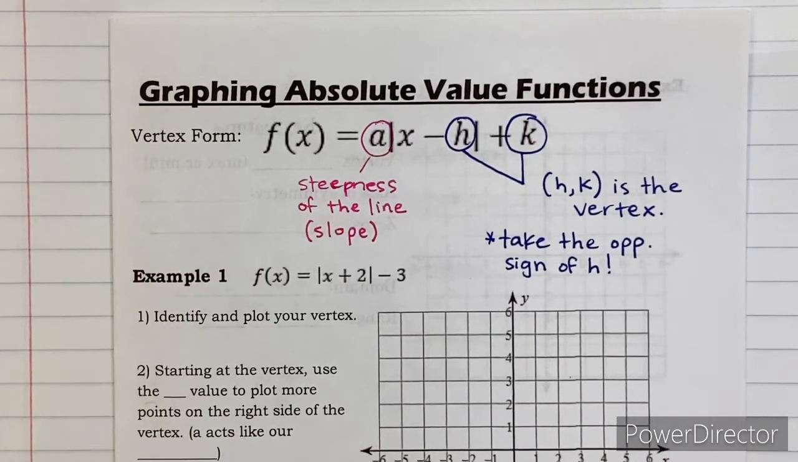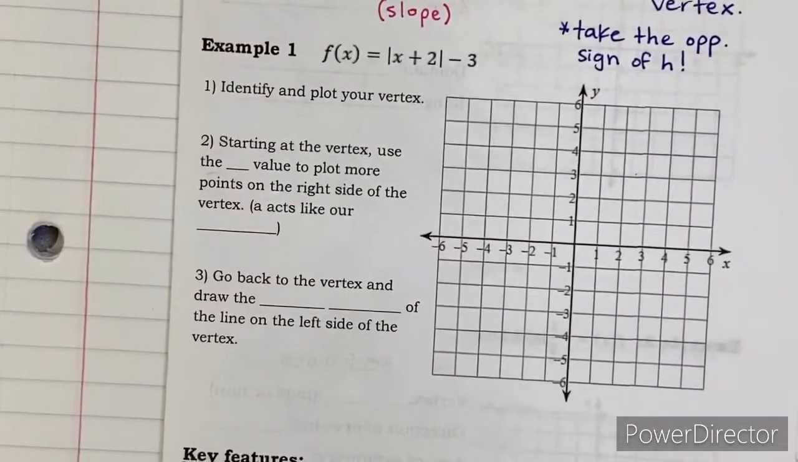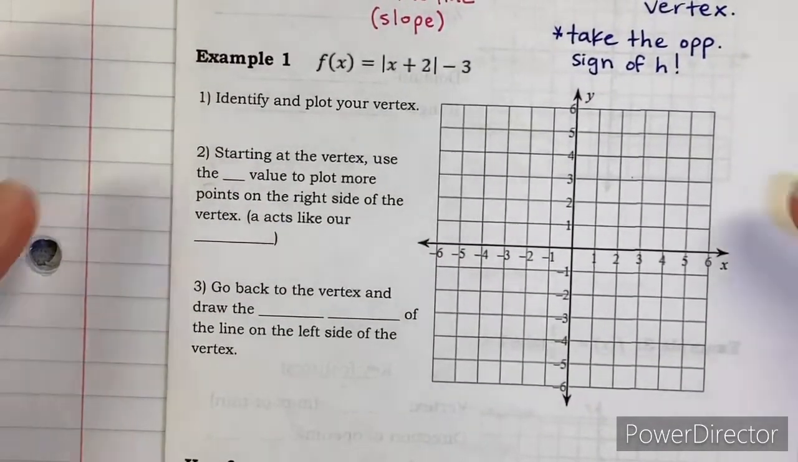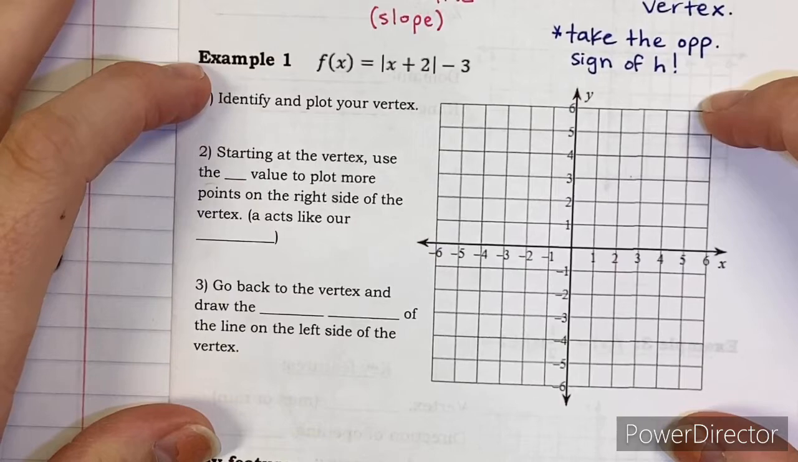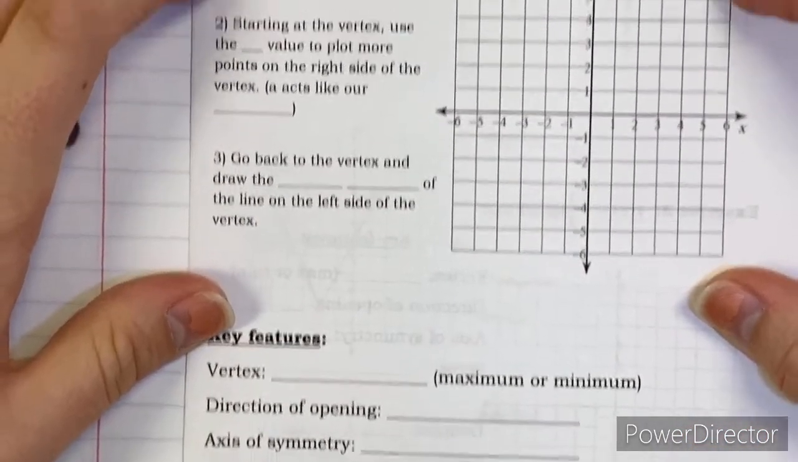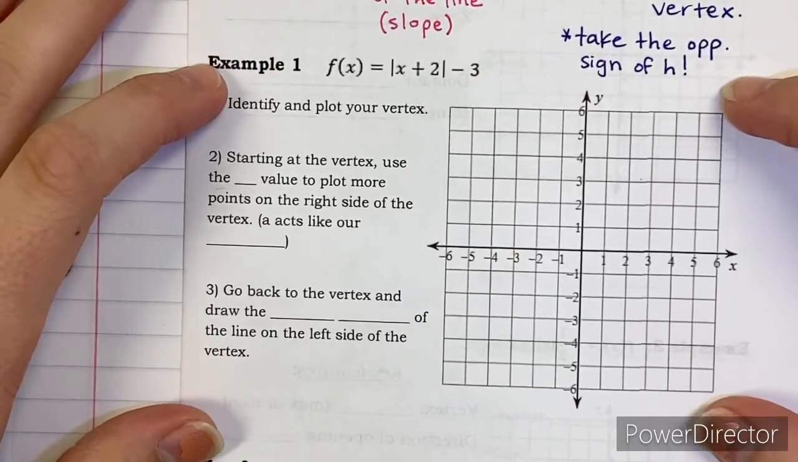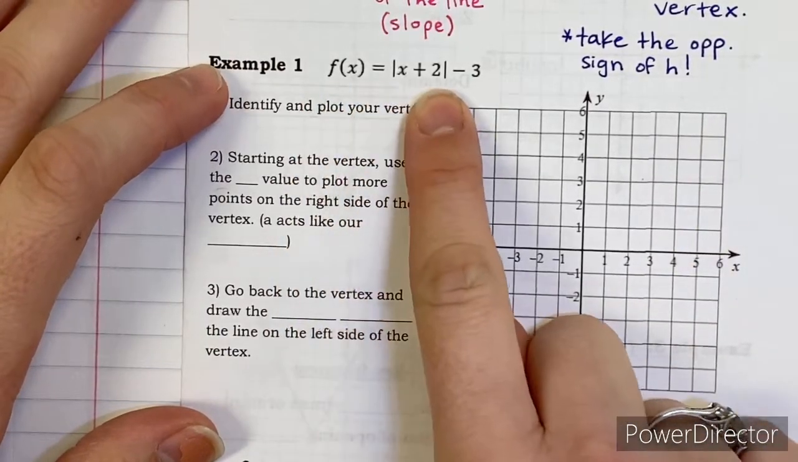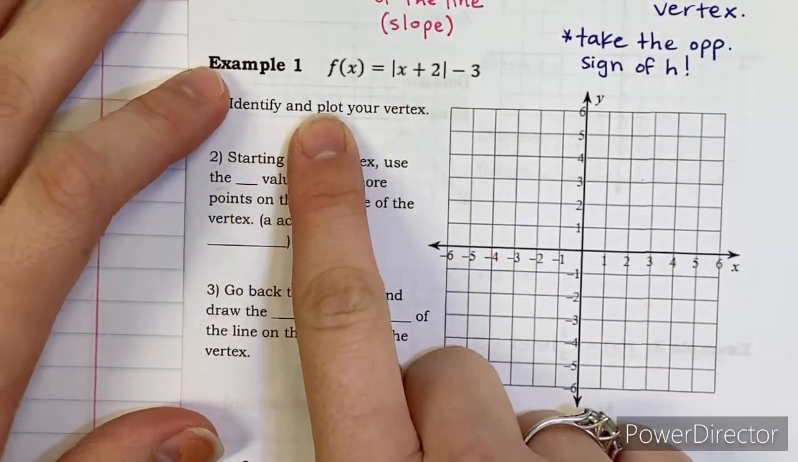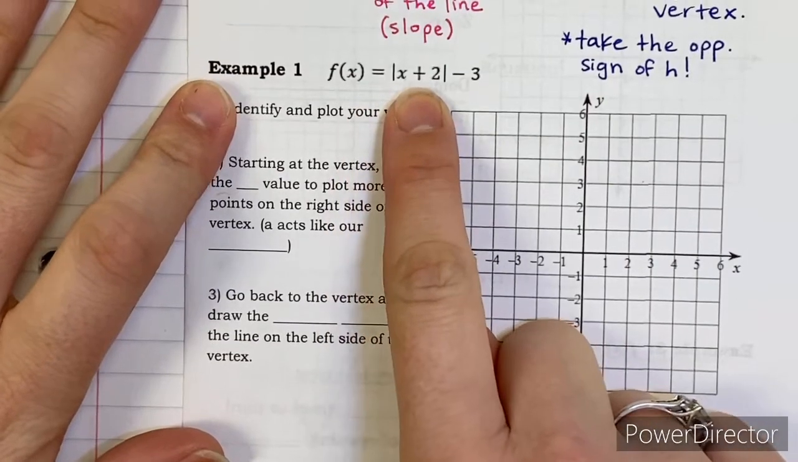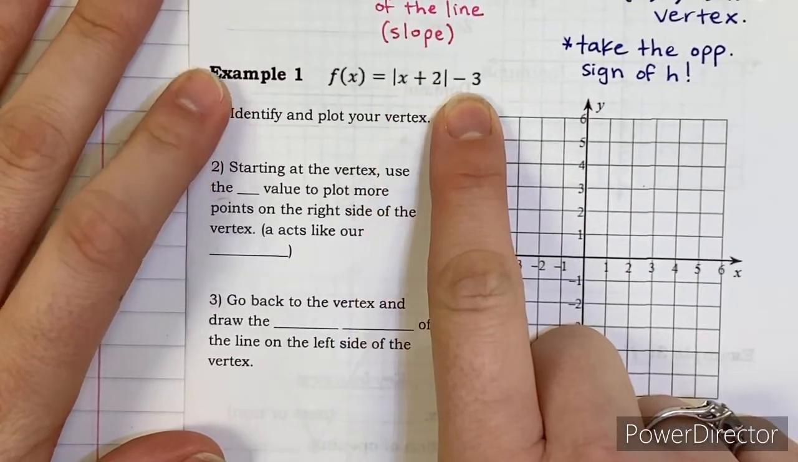So now that we have that down, let's look at example number 1. We are only going to focus on graphing it in this middle section. And then down there at the bottom, I've got the key features that we learned last class. So for example 1 right here, here's our equation. We have f of x is equal to the absolute value of x plus 2 minus 3.